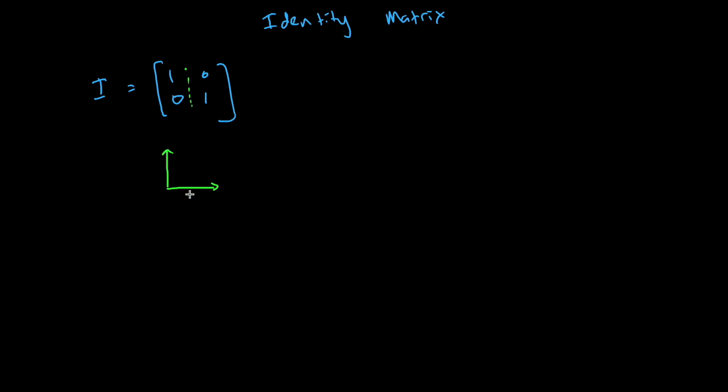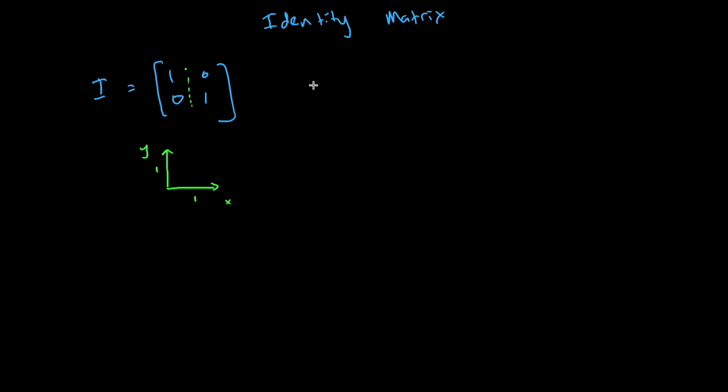This is the x-axis, this is the y-axis. So this is what an identity matrix is. This has length 1, this has length 1. It's basically just two unit vectors.